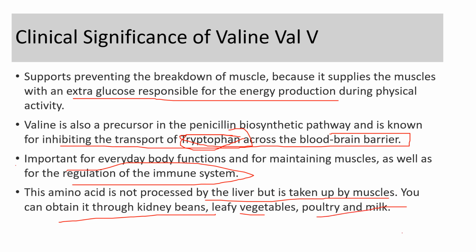All right. So the biggest significance here is the extra glucose responsible for energy production. So remember, valine as it supplies muscle with an extra glucose responsible for producing energy.